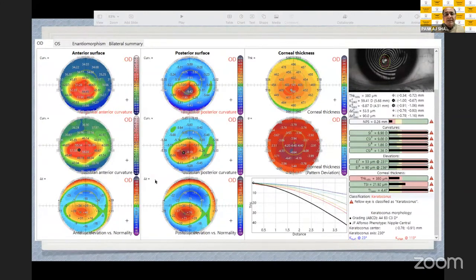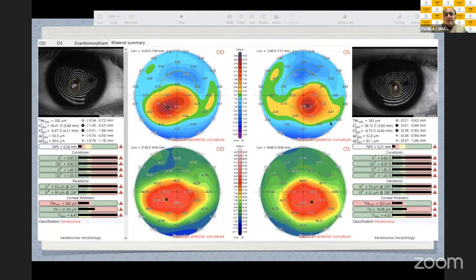Now, this is OD, right eye. These are all the maps. Gaussian anterior map, tangential map, posterior map, corneal thickness map. Everything is there. Okay. True net curvature map. Everything is there. If you go to this bilateral summary, see, it will give both the right and left, and it will indicate the cone. So you can see how symmetrical it is.